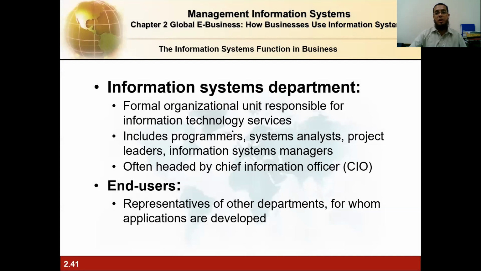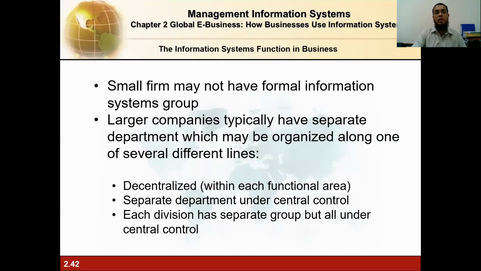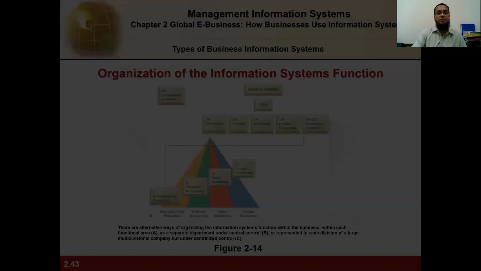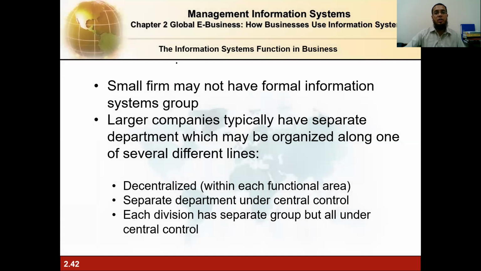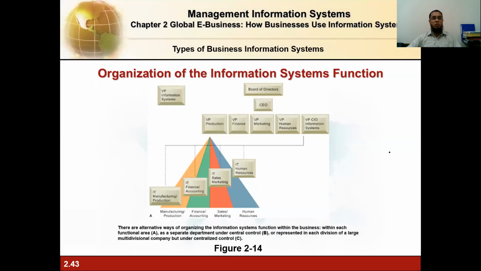And then the information system department is everywhere in government organizations and in private organizations as well. And the end user is the one who is the user. And then information systems in function and business. I think the last two slides. So here, a small firm may not have formal information systems. Large firms can have decentralized systems, a separate department, and each division has a separate group, but under central control. For example, organization of the information system, figure 2-14, there are alternative ways of organizing information system functions within the business, within each functional area.